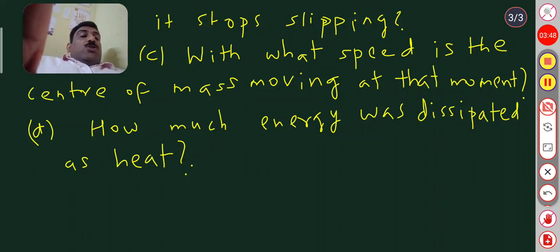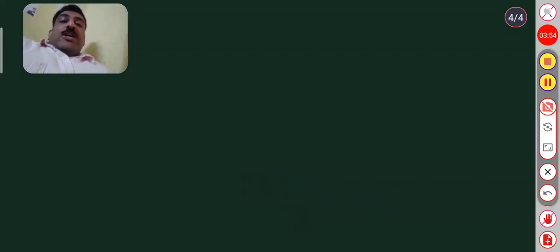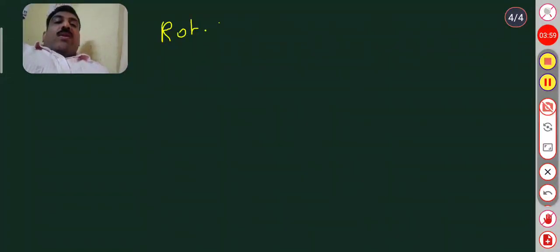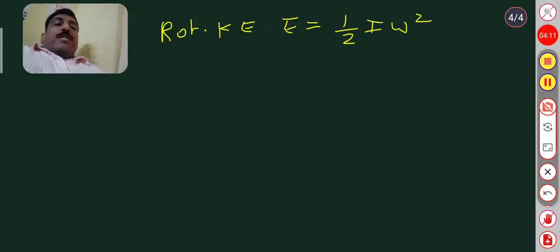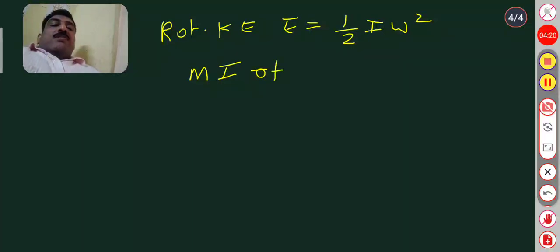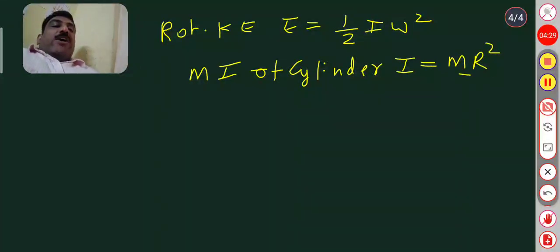So to approach this problem, let us first take the rotational kinetic energy. Let me call it E, and that you know is equal to half I omega square, where I is the moment of inertia. The moment of inertia of a cylinder is I equal to m r square divided by 2.